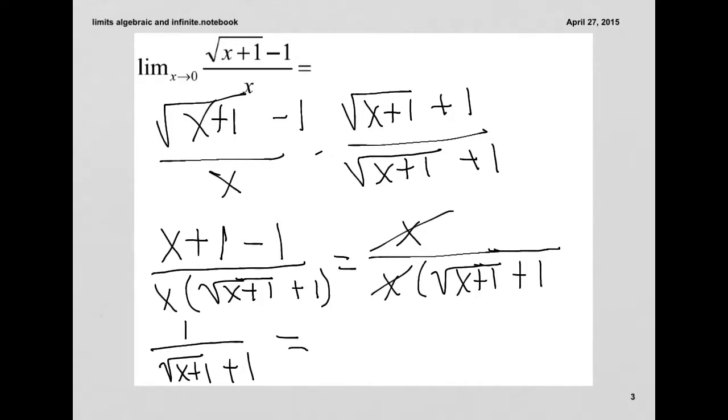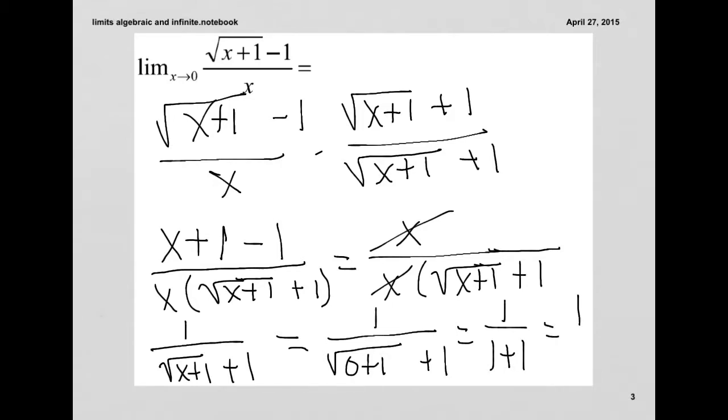So I now plug in my 0, and I've got 1 over the square root of 0 plus 1 plus 1, which equals 1 over, well, the square root of 0 plus 1 is 1, so that's 1 plus 1, which is equal to 1/2. So our limit as x approaches 0 of the square root of x plus 1 minus 1 all over x is equal to 1/2.